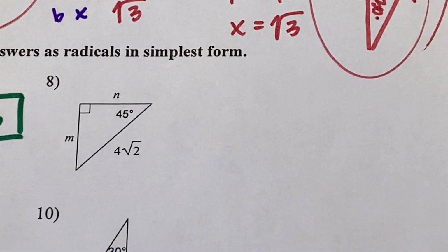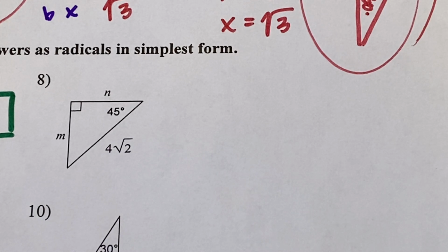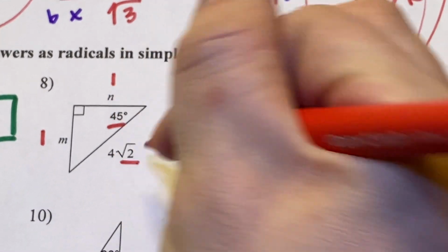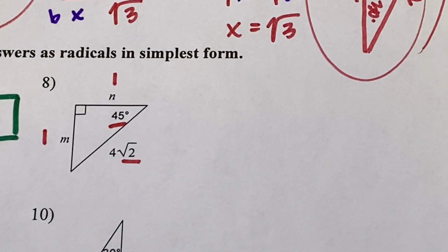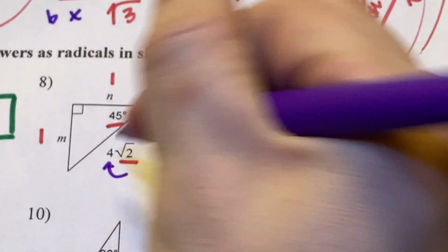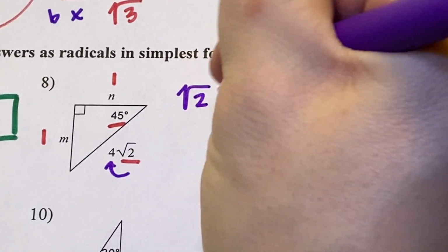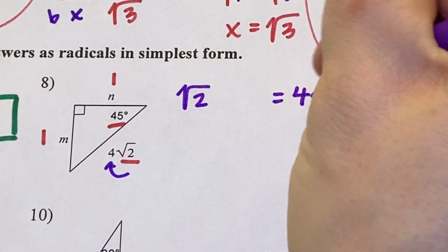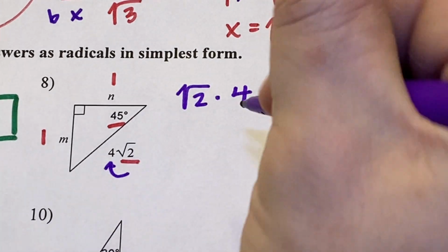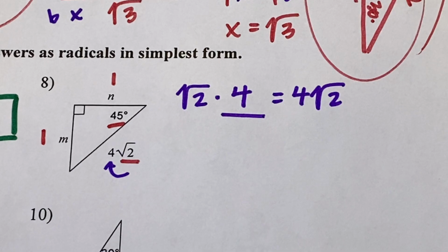Alrighty, let's look at number 8. Which one is this guy? 45, 45, 90 or 30, 60, 90? 45, 45, 90, thank you. Which means our sides started out as 1, 1, and root 2. There's a 4. What multiplied to the root 2? We went from root 2 to 4 root 2, which means we had to multiply by 4. That's easy. We're just going to multiply all of our sides by 4.